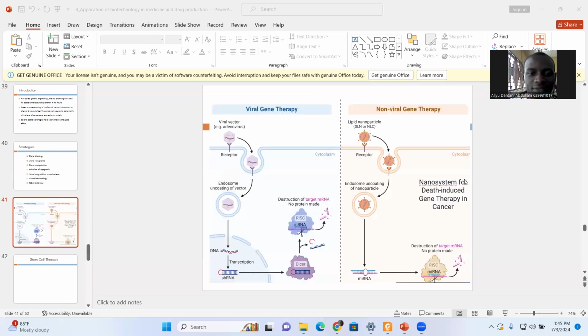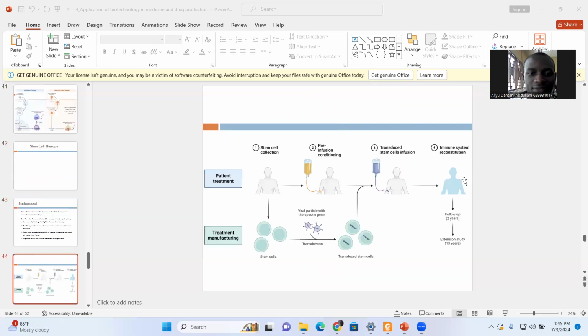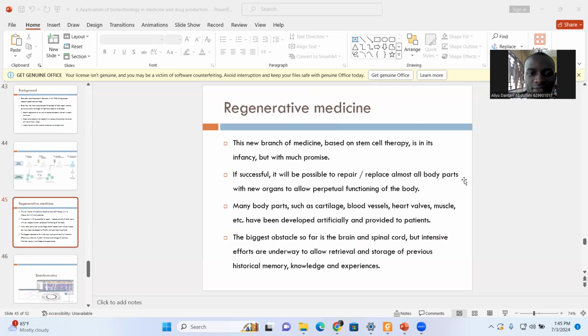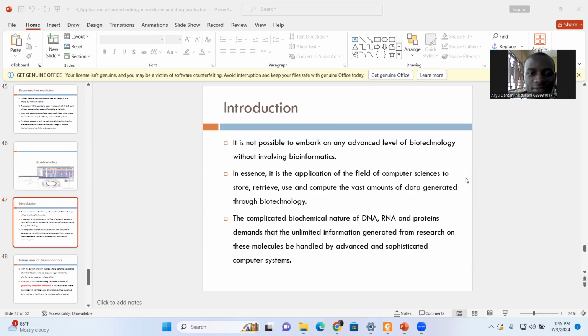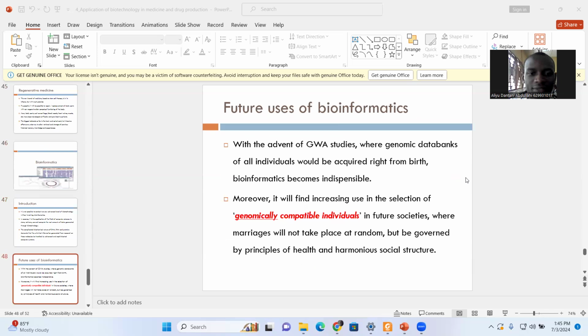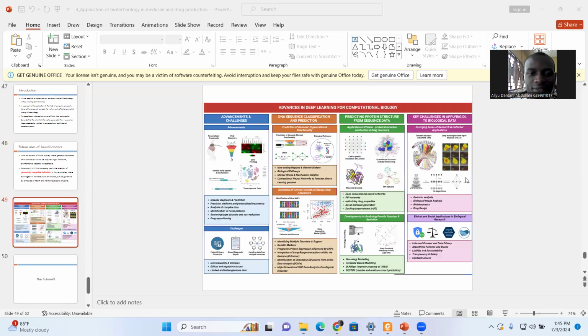Gene silencing. Regenerative medicine. This is where the stem cells will come into play. Induced pluripotent stem cells. We can't talk about regenerative medicine without talking about stem cells, bioinformatics, and future uses of them.